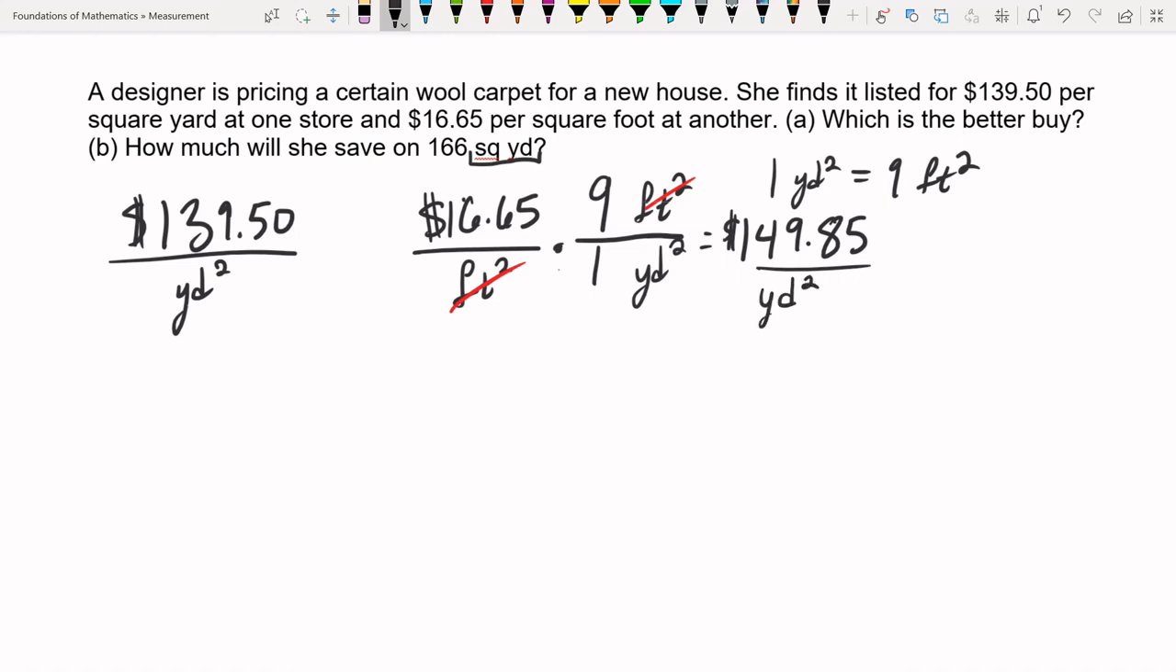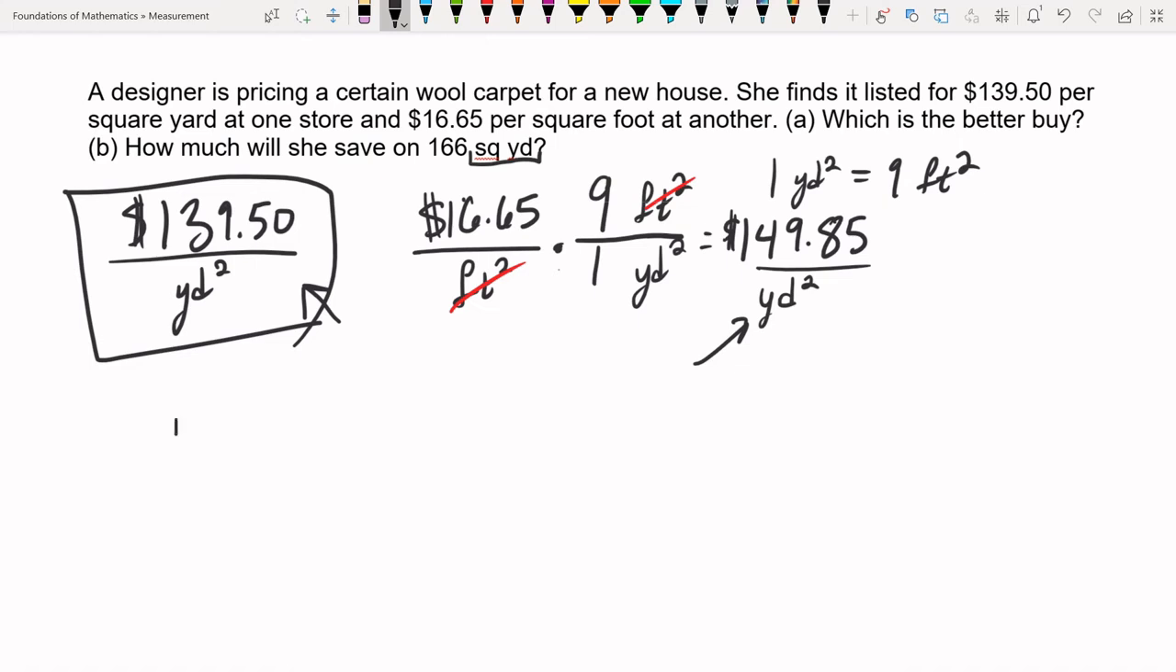So which one's the better buy? Well, not this one, right? This one is lower costing. This one's the better buy. And then how much will she save on 166 square yards? We need to find the price for both and then figure out the difference. And that's how much she would save buying the cheaper one.